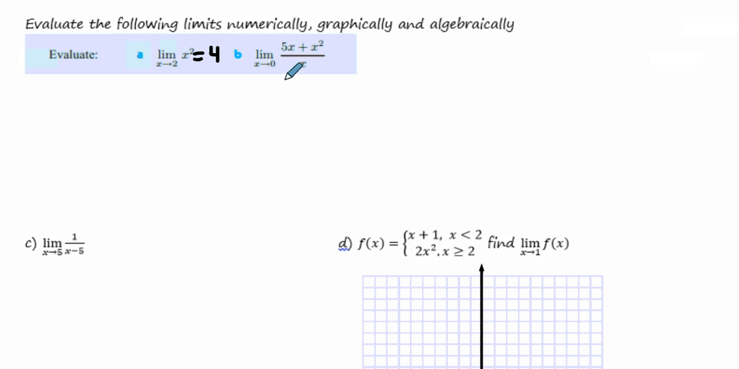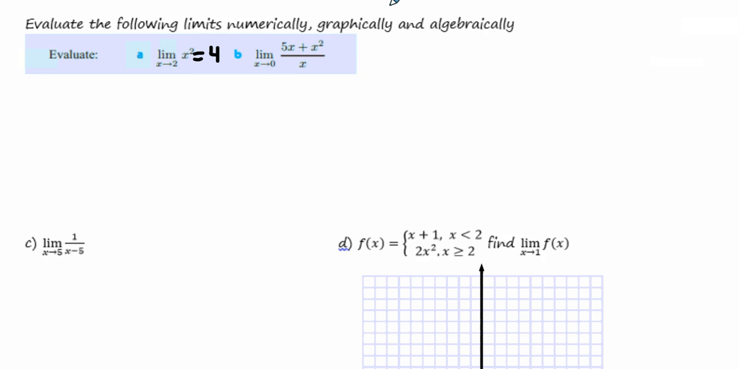However, in B's example, when I substitute 0 in, can I substitute 0 in? No, so I cannot do this one numerically. I cannot just put 0 in and get what my limit is because it doesn't contain that point. There will be some kind of discontinuity on the graph when x equals 0, either a hole or a vertical asymptote. So therefore, from this case, I either need to graph it or do it algebraically. Let's do this one algebraically because you guys aren't going to get to always use your calculator.